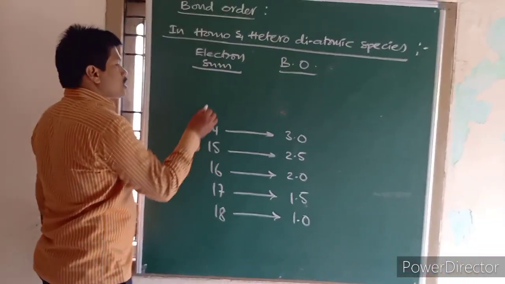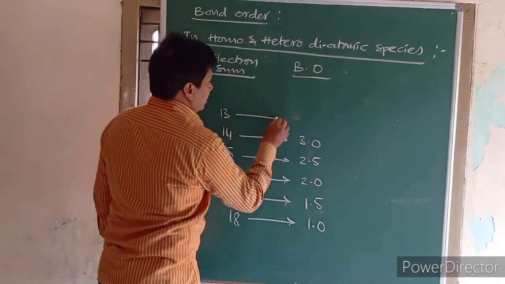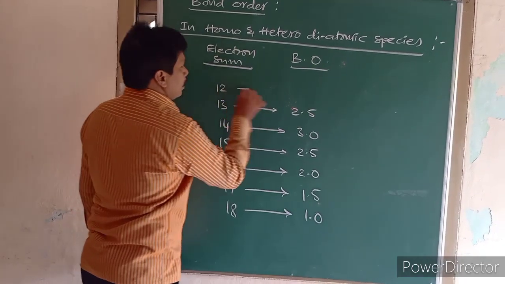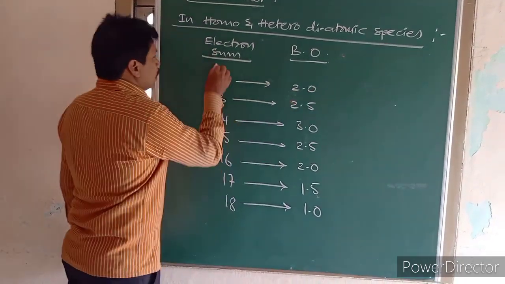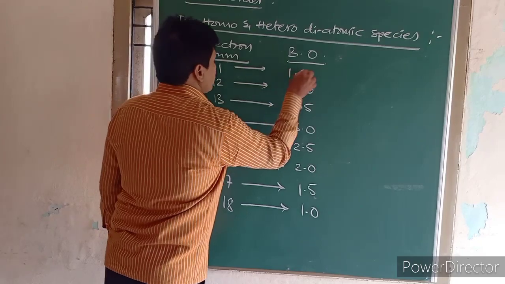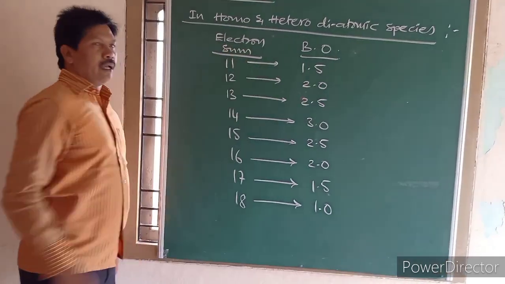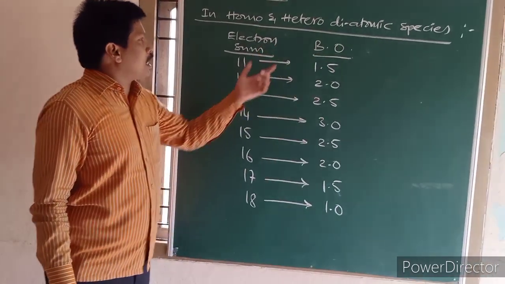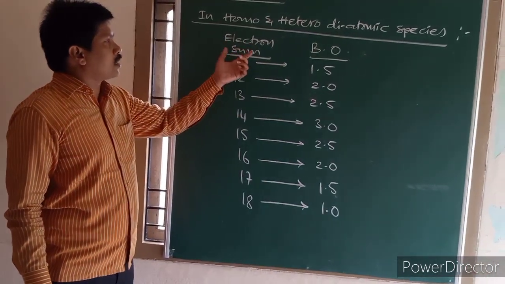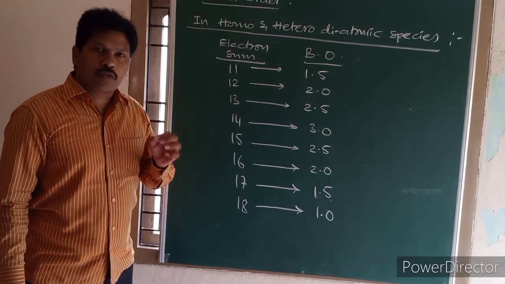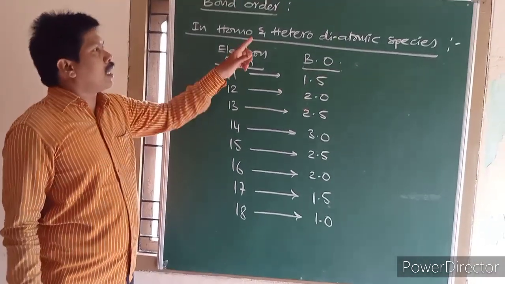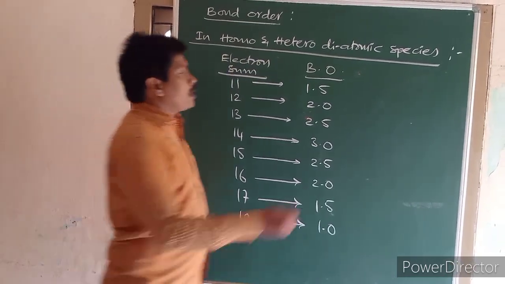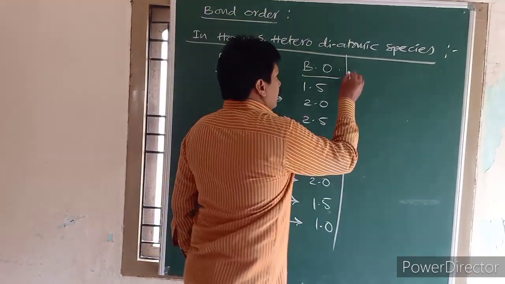And if the electron sum becomes equal to 13, the bond order becomes equal to 2.5. And 12, 2.0. And 11, that is 1.5. And 10, 1.0. In this manner, the bond orders are calculated by using this electron sum method. This is one super trick to calculate the bond order in these species. Some examples we are going to see here.